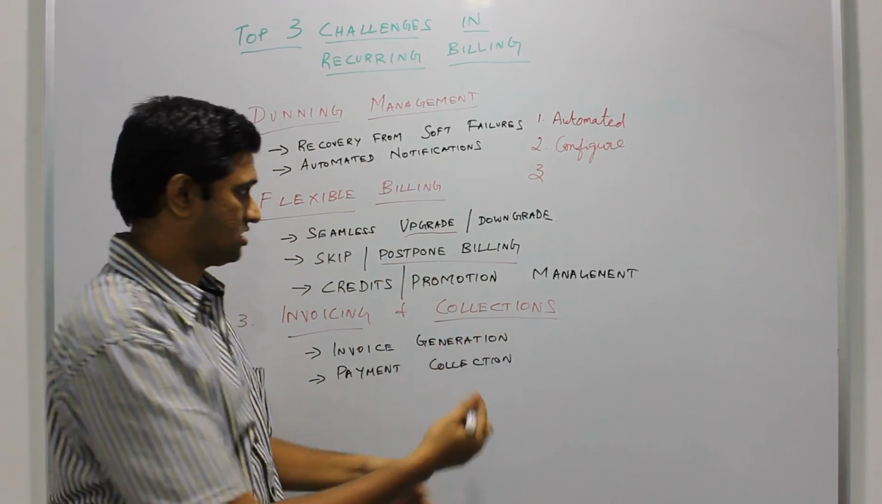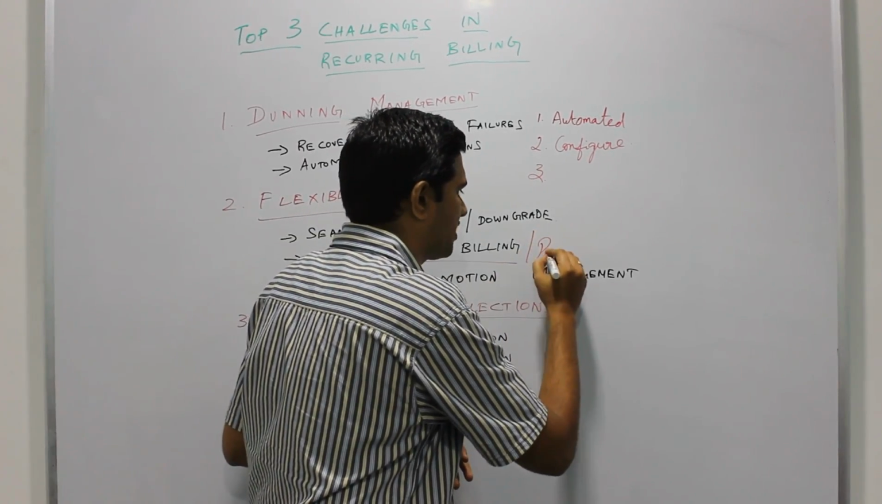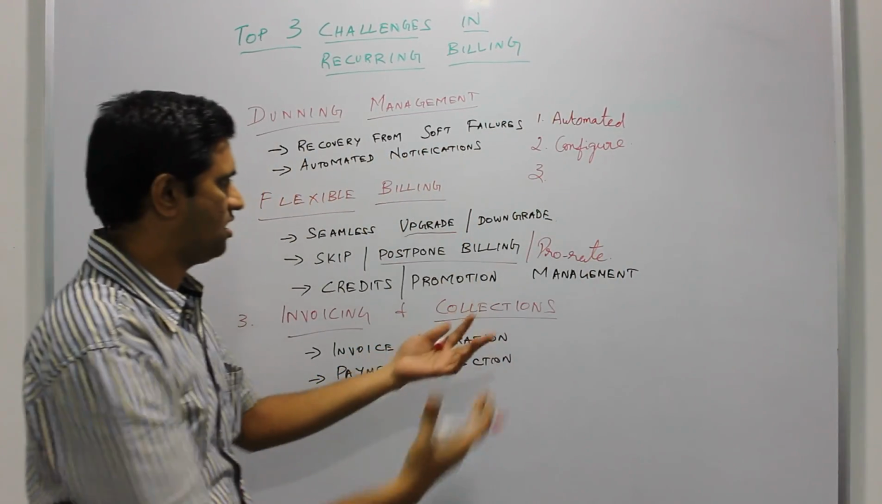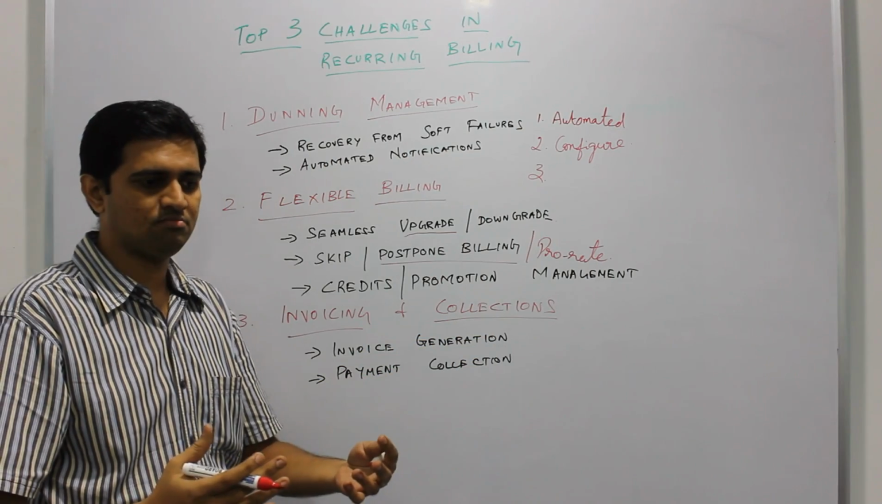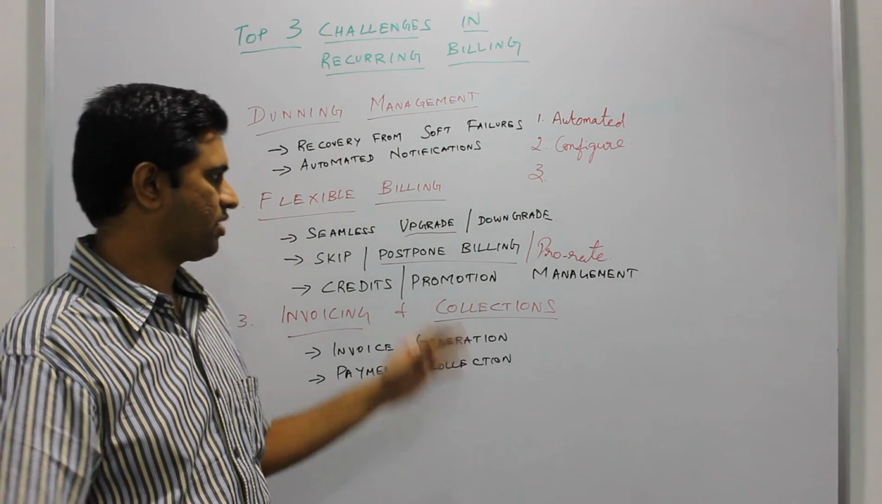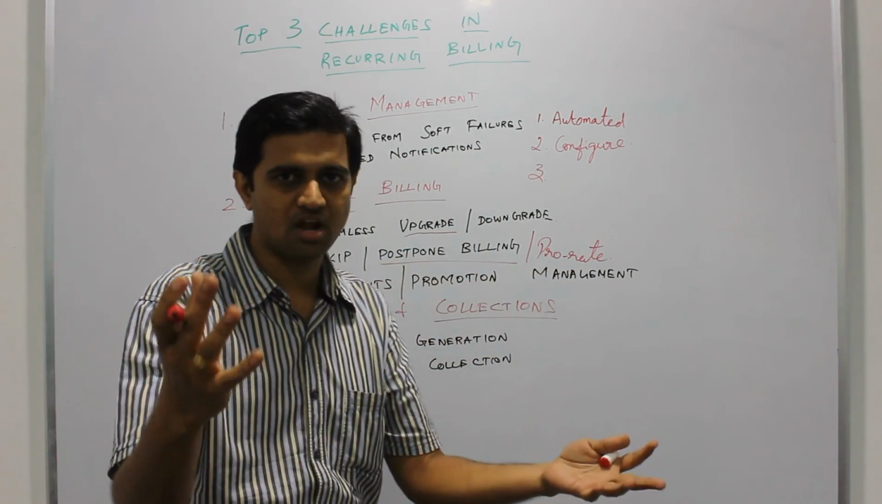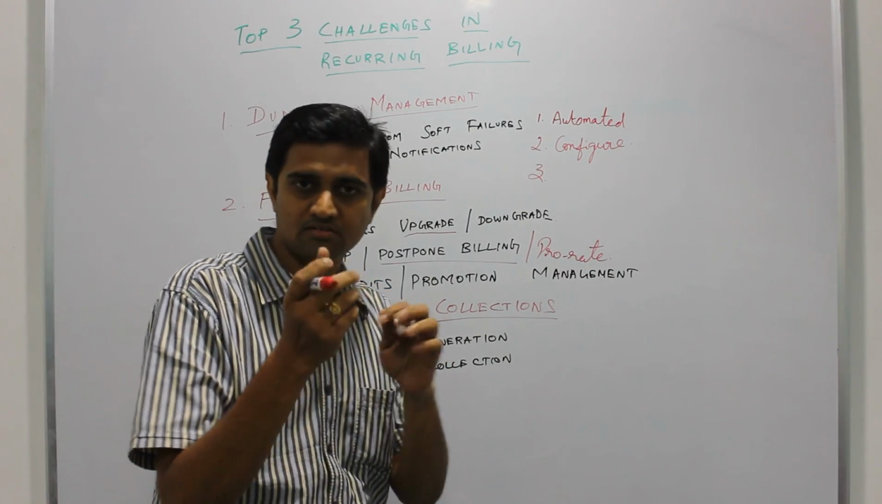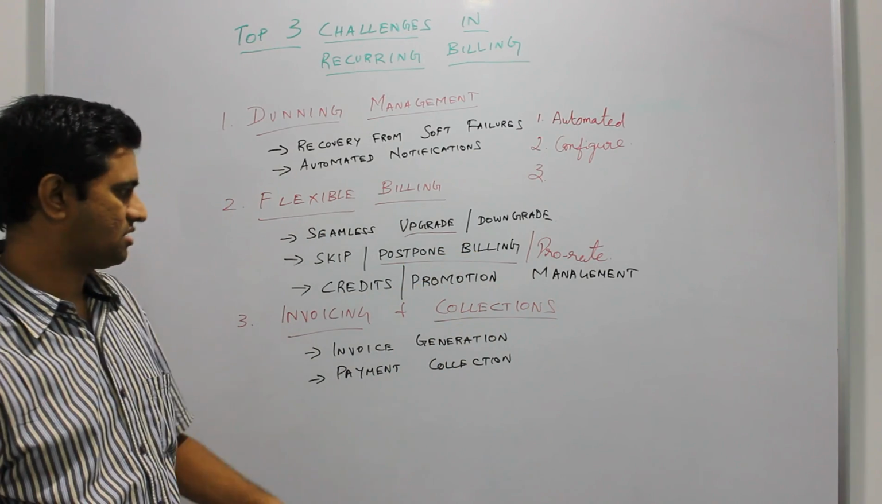And then allow customers to prorate the billing, right? They might upgrade between accounts or downgrade. Don't charge them for the full month, right? Provide them the flexibility to say prorate this account and charge only for the period that they are paying for that month or quarter, right?